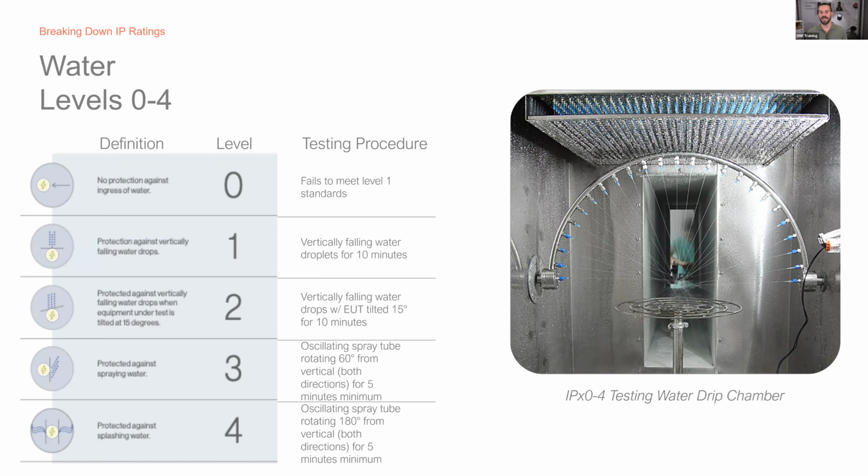Level number 3 is protected against spraying water. So the semicircle bar that you see in that enclosure runs and rotates 60 degrees in either direction. So a little bit past 45 and then goes back and forth. That oscillates for 5 minutes while spraying water. And then level number 4 is from 180 degrees. So we're just expanding that range going all the way around. So it's giving you a little bit more assurance that you're coming from all directions.